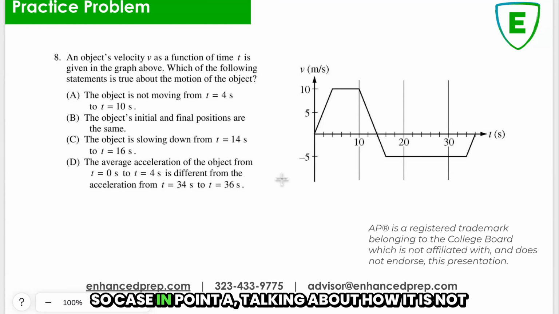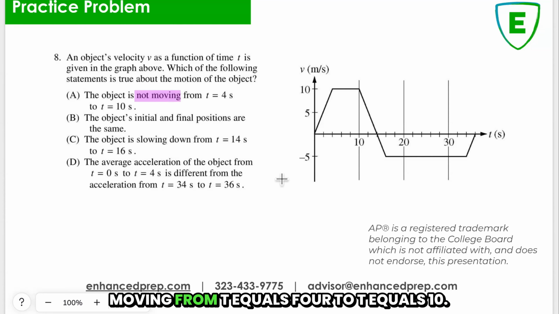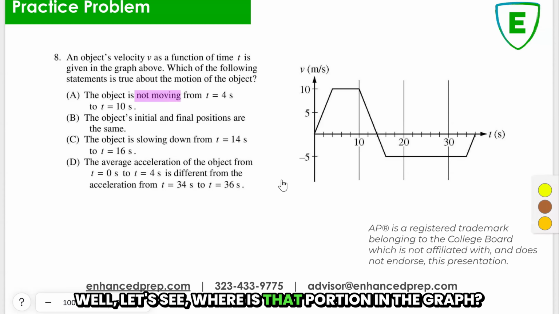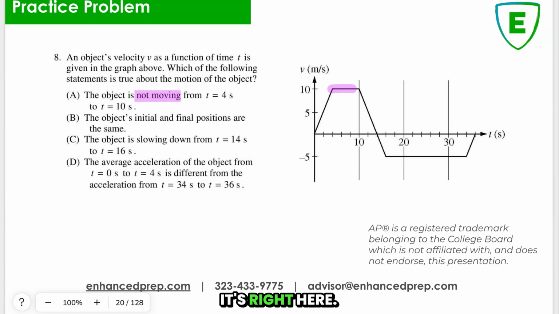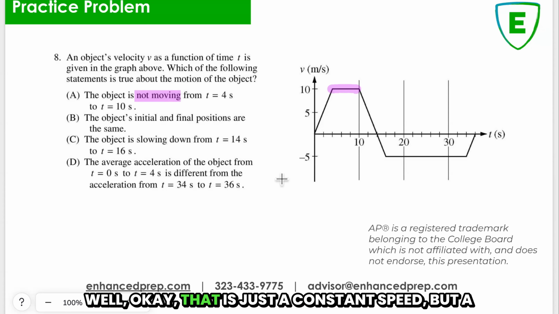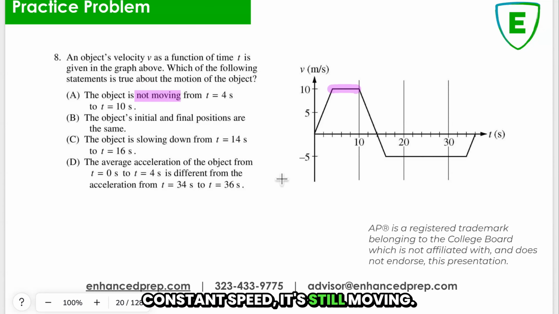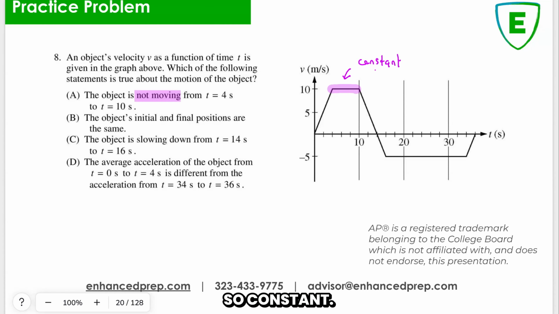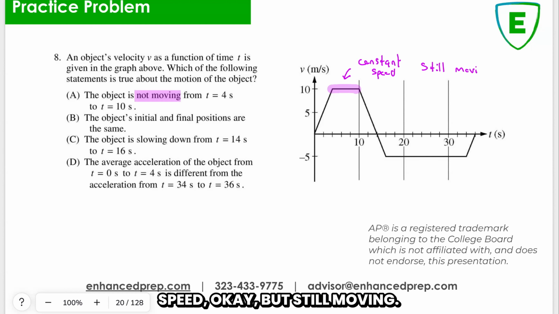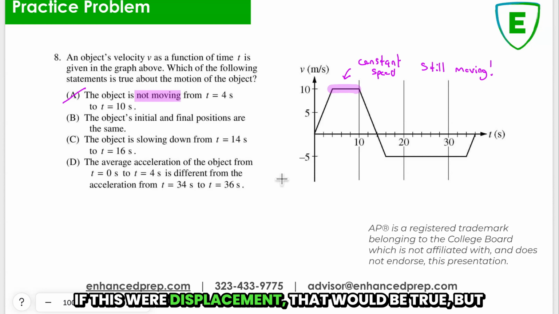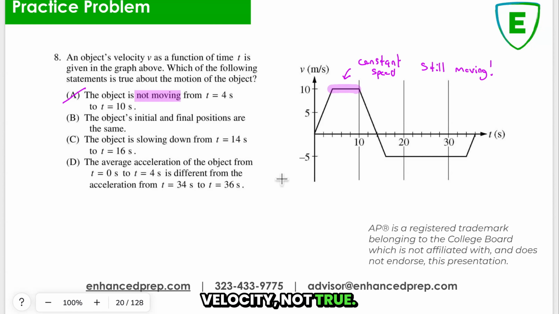So, case in point, A, talking about how it is not moving from t equals 4 to t equals 10. Well, let's see, where is that portion in the graph? It's right here. Well, okay, that is just a constant speed, but a constant speed is still moving. So constant speed, okay, but still moving. So that answer, no, out the door. Trying to set up a trap, if this were displacement, that would be true, but velocity, not true.